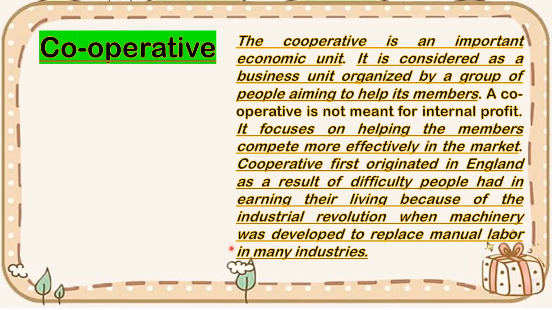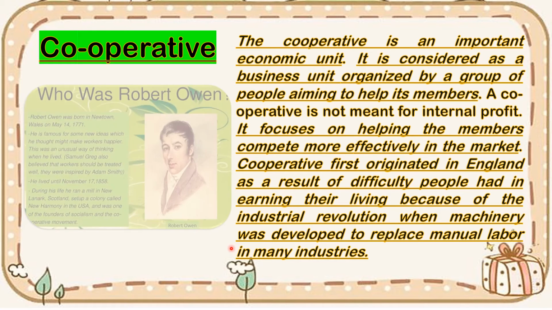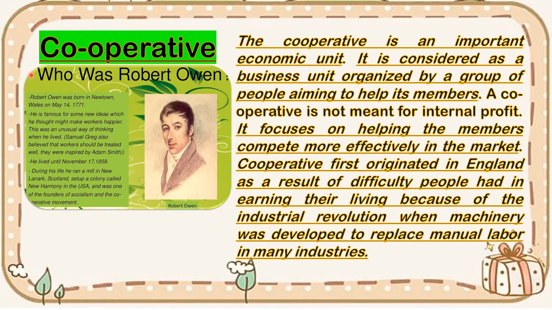They became unemployed. Now, who do you think was the person who initiated building a cooperative? So that was Robert Owen. Robert Owen was born in Newtown, Wales on May 14, 1771. He is famous for some new ideas which he thought might make workers happier, of course, because they will be given help. This was an unusual way of thinking when he lived.